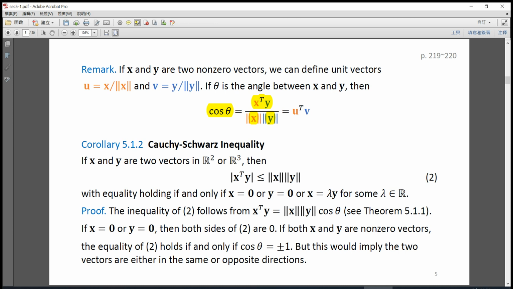If we define u as x divided by the 2 norm of x, and define v as y divided by the 2 norm of y, then cosine theta can be written as u transpose v. That is, cosine theta is the scalar product of u and v, where u is the unit vector along the x direction, and v is the unit vector along the y direction.